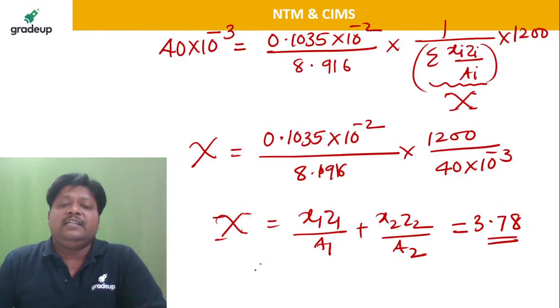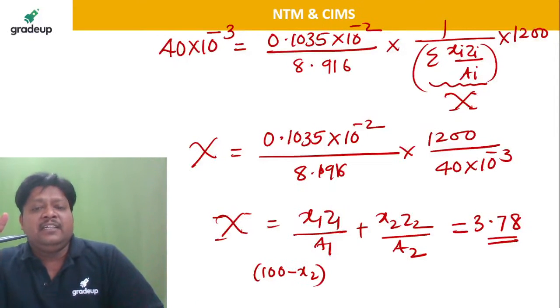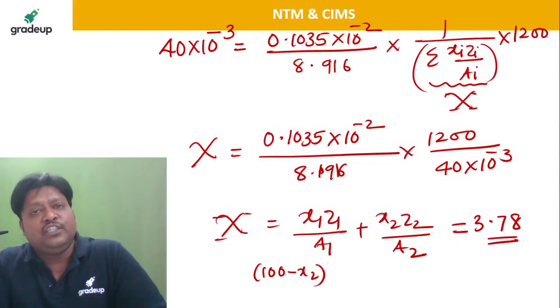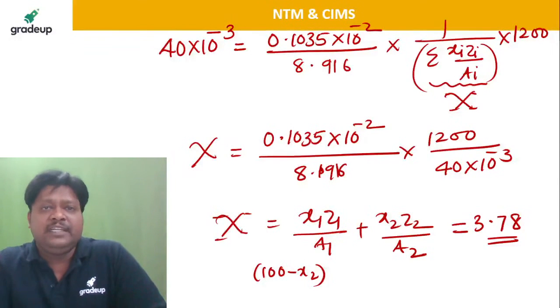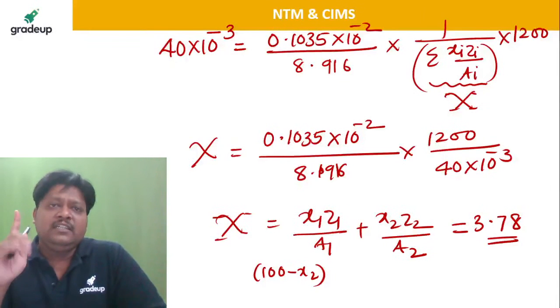If I write this is 100 minus x2, that is because it is a binary alloy. So once one composition is known, definitely we will get the other as 100 minus the known value. So it is a binary. If you know one, definitely 100 minus that known value gives the composition of the unknown element, isn't it?